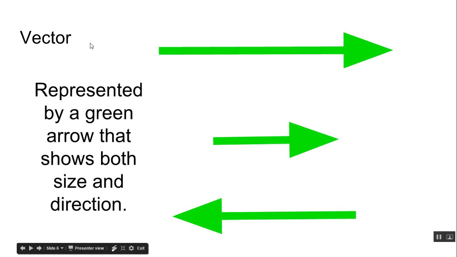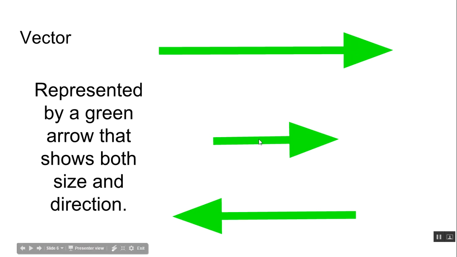So you can see here we've got three vectors that are representing velocity. They're the green arrows and they're showing both size and direction. We can see right here that the top green arrow is the biggest, and so we can say that this one has the greatest velocity and it's heading in this direction.